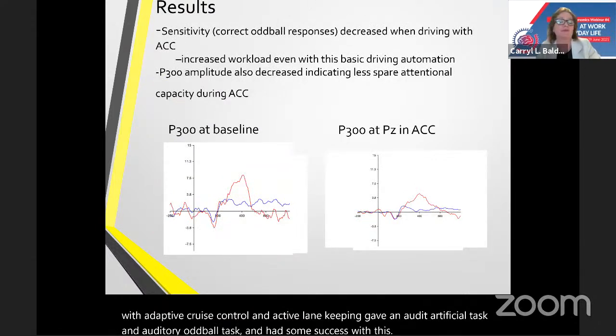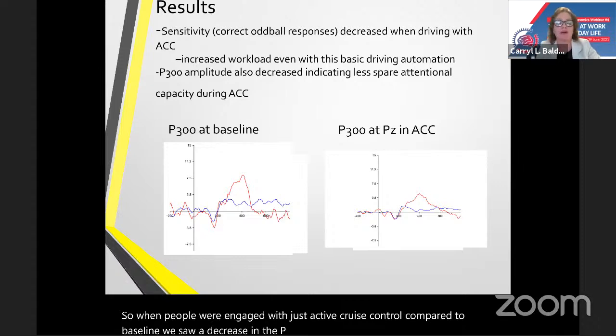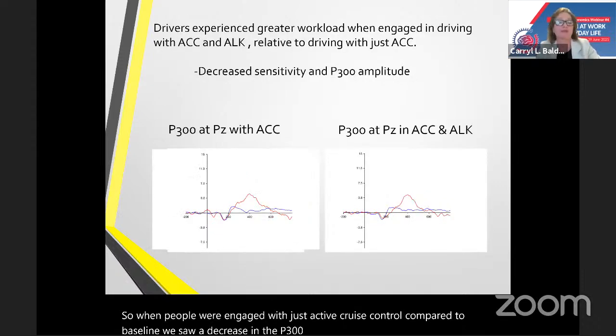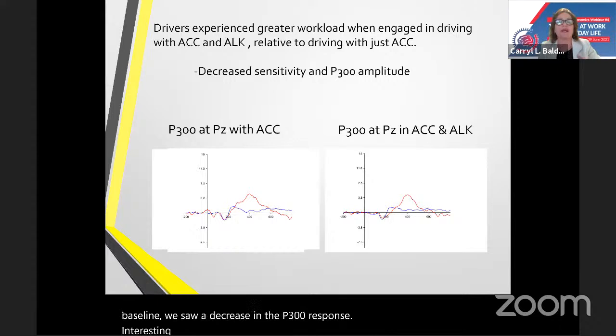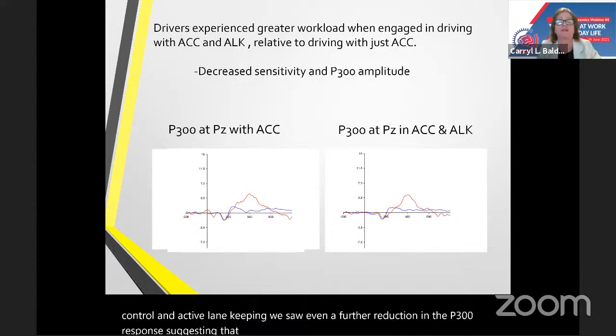So when people were engaged with just active cruise control compared to a baseline, we saw a decrease in the P300 response. Interestingly, when they were engaged with two systems, both active cruise control and active lane keeping, we saw an even further reduction in the P300 response, suggesting that more automation was not necessarily easier. They were actually needing to pay even more attention.